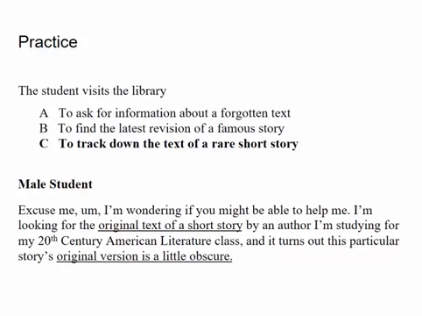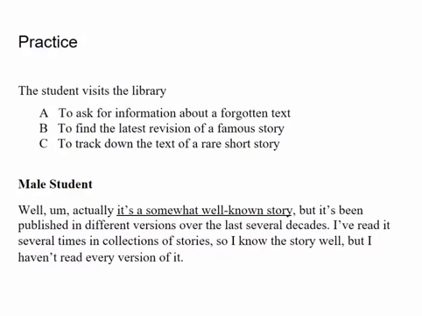So B is clearly not right, but A could still work at this point because with A, we're talking about a forgotten text. Well, obscure and forgotten are a little different from each other, but you could still make an argument that A is correct at this point. But then we have later, the male student continues. After the librarian says something in reply to him, he continues this way. Well, actually, it's a somewhat well-known story, but it's been published in different versions.